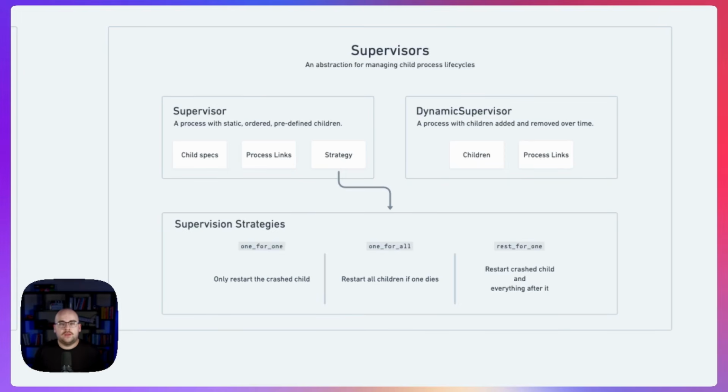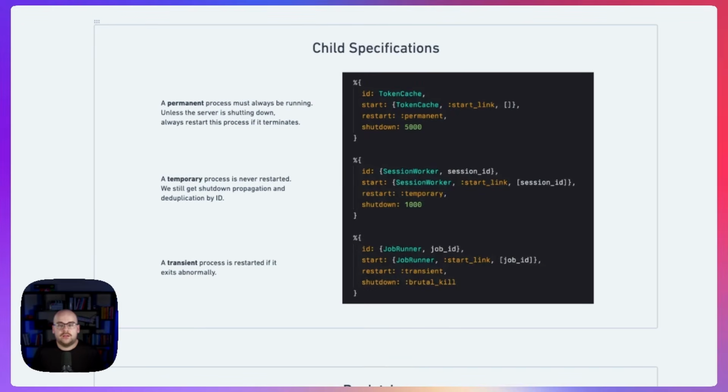And no matter which supervisor you're using in a branch of the tree, child processes are defined through child specifications. These contain an identifier, a start definition, which is what are we running, a restart declaration, and a shutdown behavior. Permanent processes are always restarted unless the entire server is shutting down. On the other hand, temporary processes are never restarted. Their supervision is mainly present for shutdown propagation and unique registration. And in between these concepts is a transient process, which is only restarted if it exits abnormally.